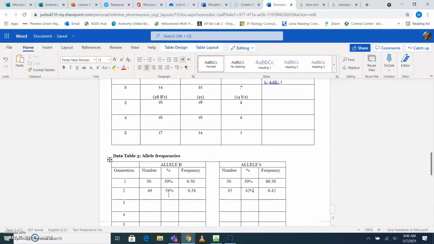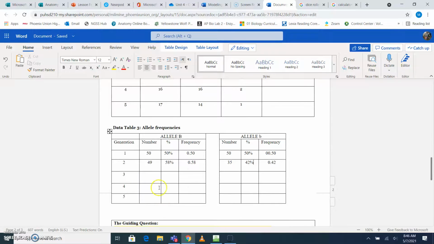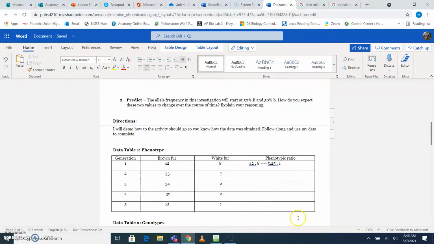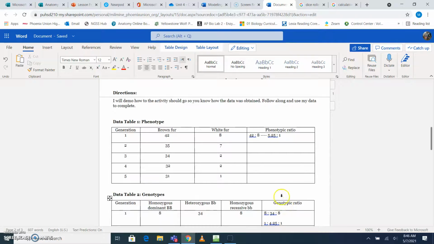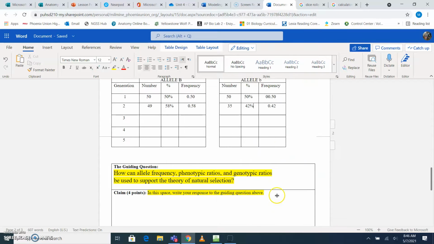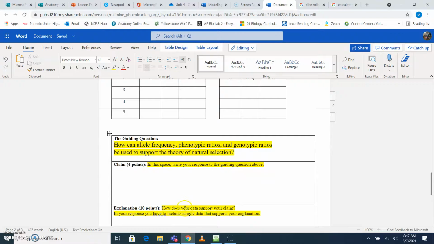Perfect. This is what you need to do to calculate the allele frequencies for generations 3, 4, and 5, and then you'll have your allele frequencies, genotypic ratios, and phenotypic ratios that you can explain how those changed to support the idea of evolution, which is what we're looking at in the guiding question.